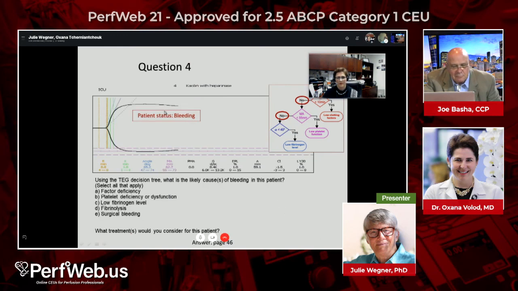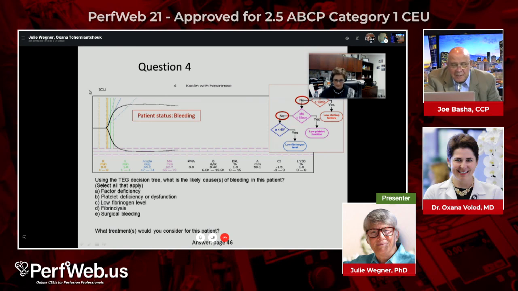Again, a patient is bleeding, kaolin with heparinase, so it's not a heparin issue. They're in the ICU using the TEG. What are the likely causes of bleeding in this patient? Okay, I'm going to say E. That looks like a perfectly normal tracing to me. It's pretty close to normal. The R value is just a little bit over the normal range, but you're right. I would start looking at surgical bleeding first and then see what happens.